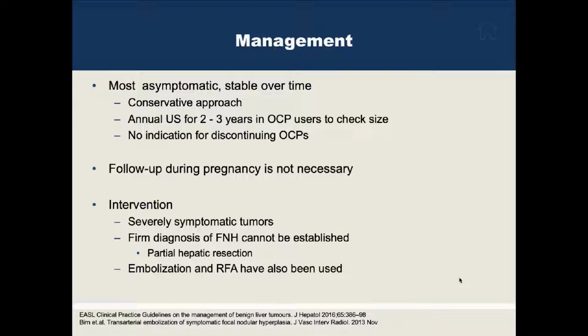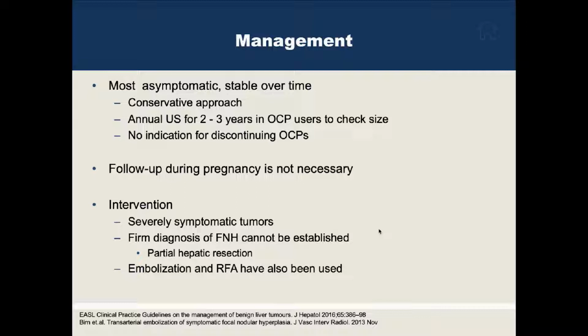One might consider doing an annual ultrasound for 2 to 3 years in oral contraceptive pill users to check the size and make sure it's not changed, but there is no real indication for discontinuing OCPs in these patients. Follow-up during pregnancy, as I mentioned earlier, is not necessary. For patients that are very symptomatic, one might consider intervening. These symptoms may be severe abdominal pain, pressure symptoms on upper abdominal organs like the stomach, obstruction symptoms. And in those patients, a partial hepatic resection may be considered.